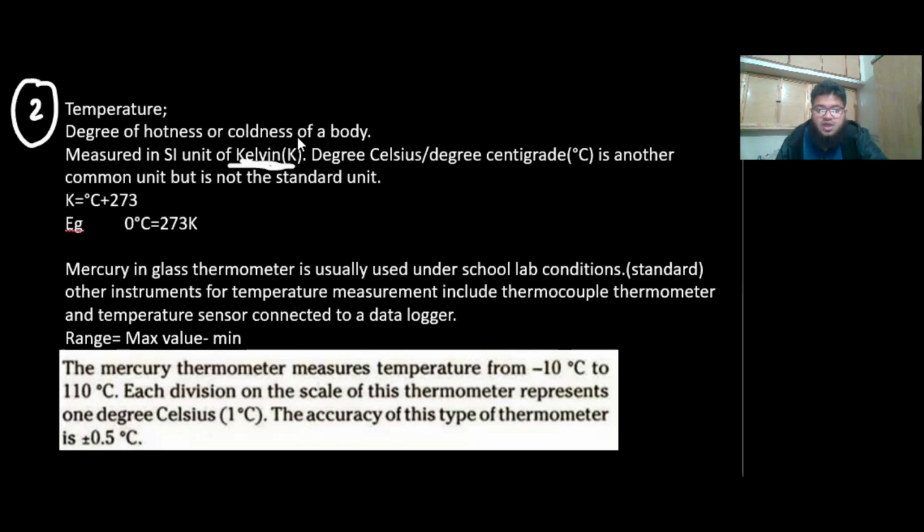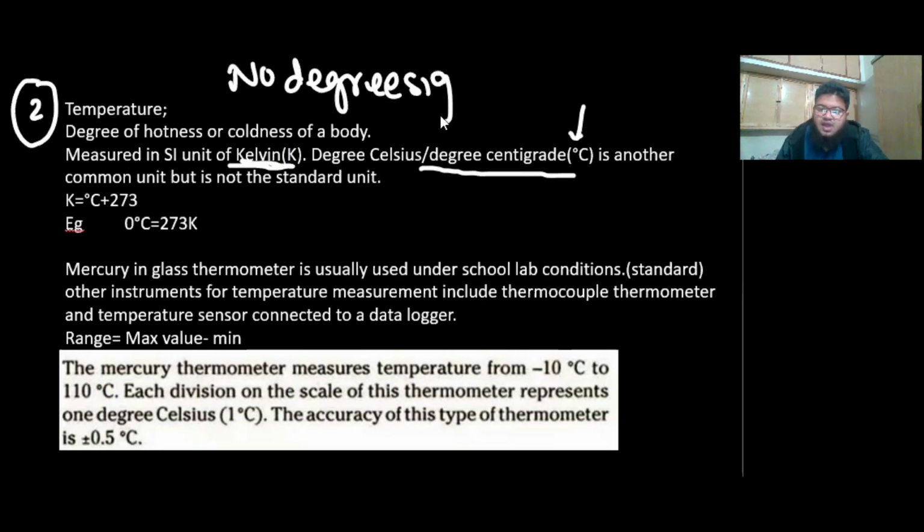And remember one thing: when you are writing down the unit for Kelvin, there is no degree sign with Kelvin. Degree Celsius has a degree sign, but there is no degree sign with Kelvin. If you put a degree sign, then it would become incorrect. So please be careful about that. And this is the interconversion between degree Celsius and Kelvin, and you must learn this.